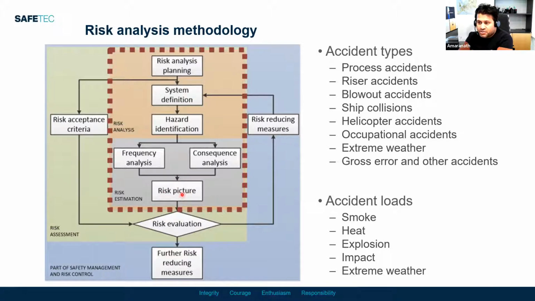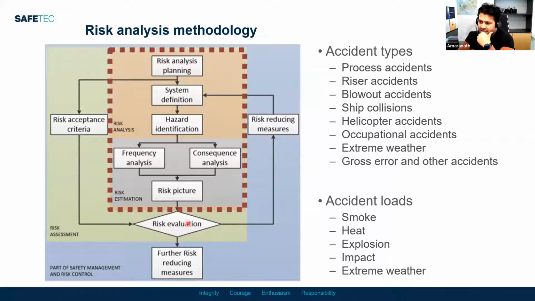And the risk picture needs to be compared with the risk tolerance criteria, or risk acceptance criteria, to have an evaluation of the risk picture or the risk level. So the calculated risk picture will be compared with the risk acceptance criteria to evaluate the risk.